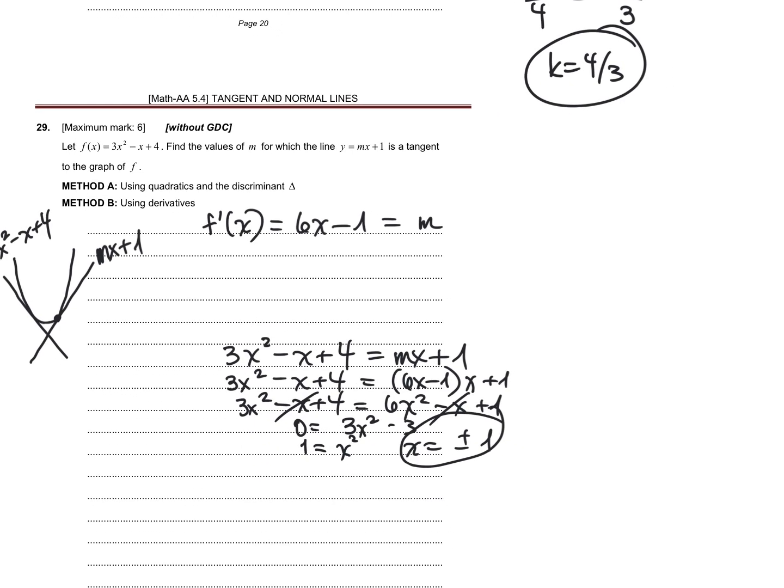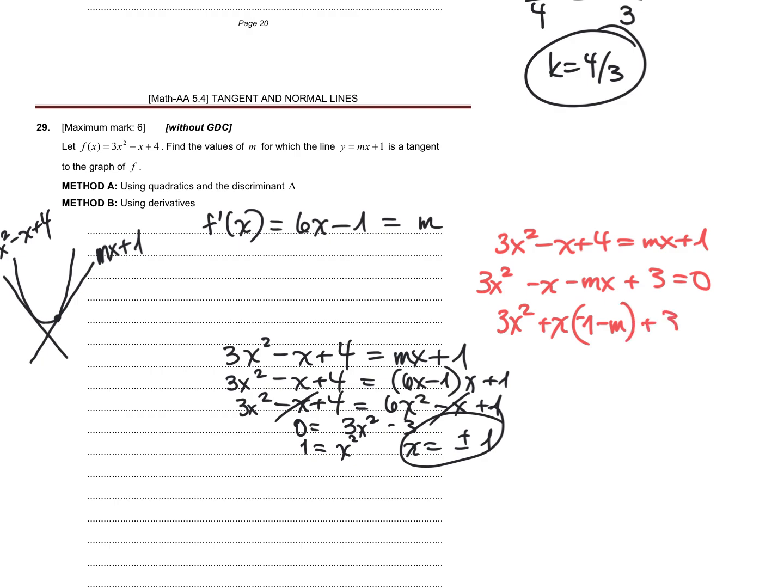So that one's a bit more straightforward. We just want to see when those two are equal. So get it equal to 0. So 3x squared minus x minus mx plus 3. And now, so if we do plus x, then that's going to be negative 1 minus m. So discriminant. That's going to be b squared minus 4ac.